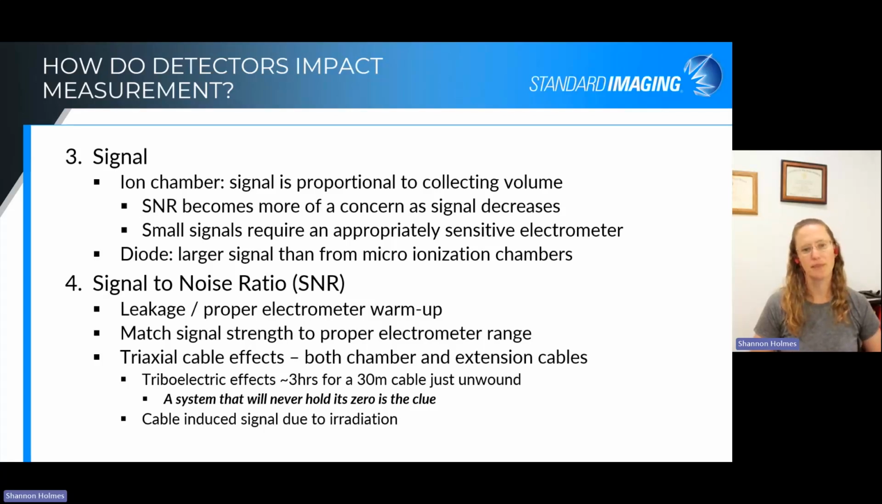In looking at your SNR, it's important to evaluate the leakage from your system, and to have a proper electrometer warm up so that everything electronically is stable, so you're not adding additional noise or additional current from just the fact that the components themselves are warming up. It's important to match the signal strength from your detector, whether it's diode, ion chamber, or scintillator, to the proper electrometer range that you're using.